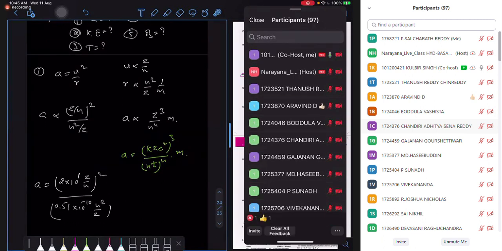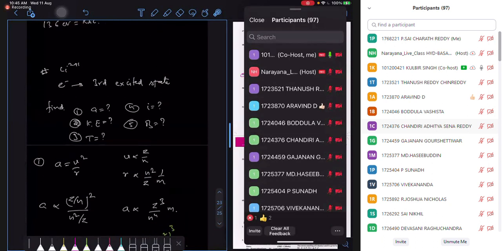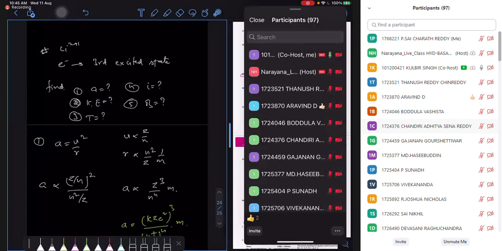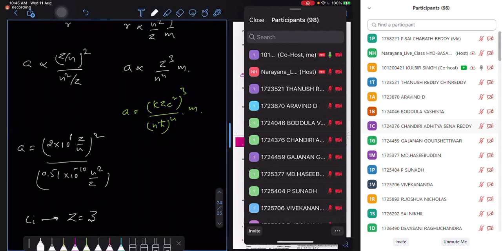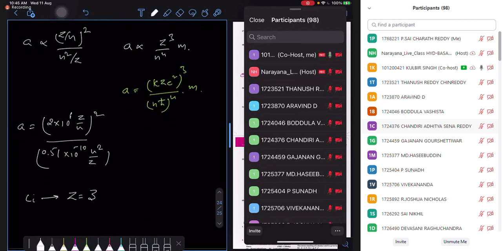Very good. So next he has asked about lithium, in the third excited state. So what is lithium? In lithium, you have Z value 3. In your periodic table you should have an idea, but it will be given in the question. Z value is 3 for lithium. It's a Li 2+ ion, with a single electron. To apply Bohr's model, a single electron is compulsory.